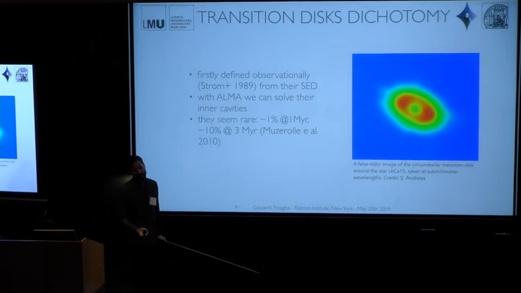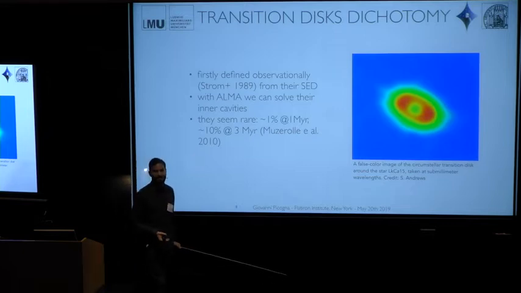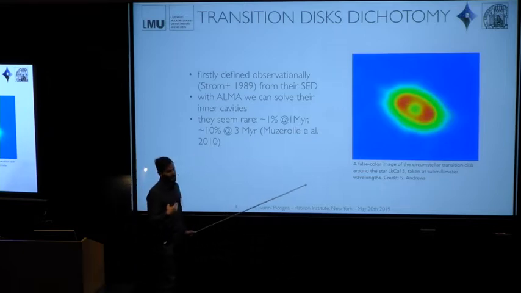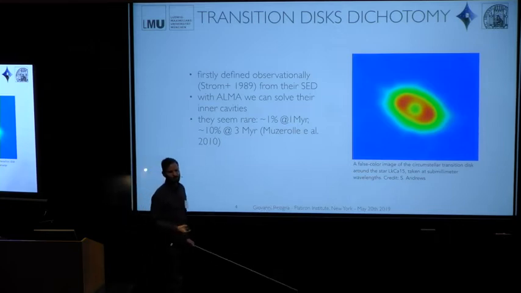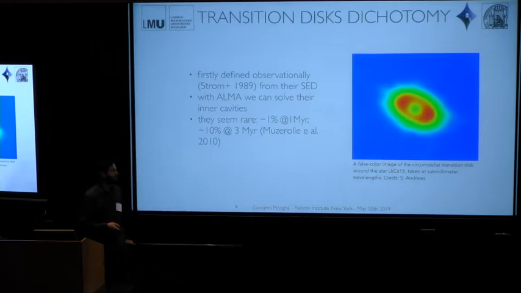Or you can see it as only a specific configuration of the system. If you have a couple of giant planets in the inner system, then they can carve a deep gap in the inner part of the disk, and that's why we have such a small fraction, because it's difficult to form a system of giant planets in the inner part of the planetary system.